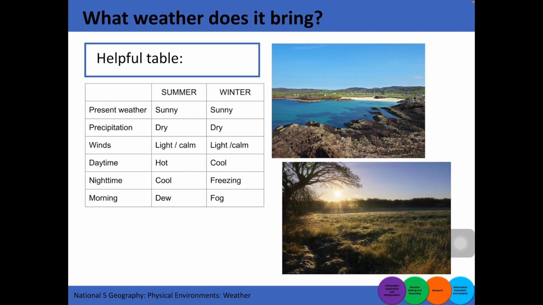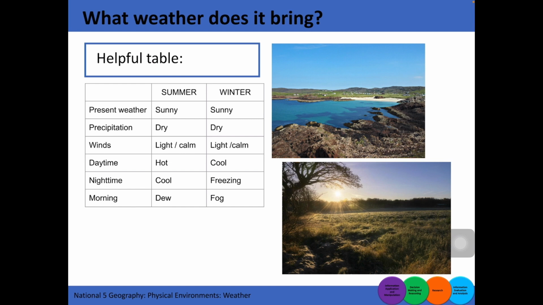So here are the weather conditions that you will experience in an anticyclone in the summertime and in the wintertime. Now this is quite a popular question as well, and if you're able to remember this little table, this contains the keywords that we would like you to make reference to if a question like this were to emerge. So the aspects we're looking at are the present weather, the precipitation, the winds, what the daytime temperatures are like, what the nighttime temperatures are like, and what we might see in the morning time.